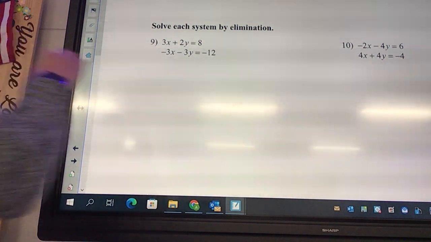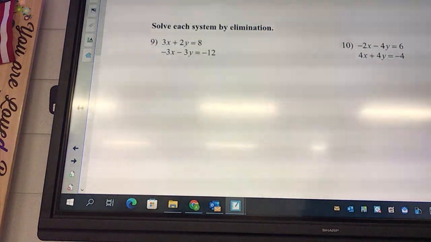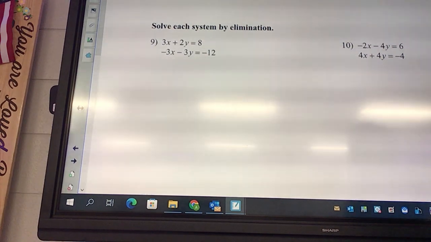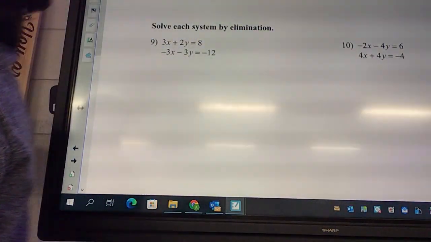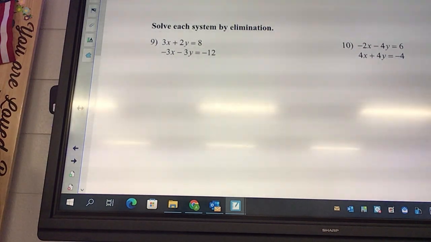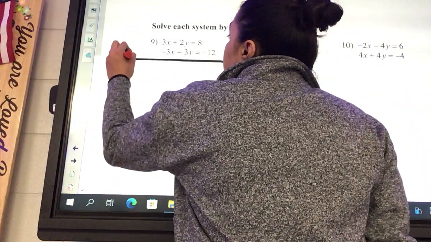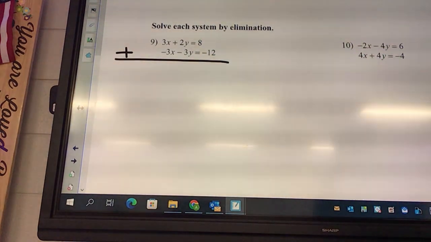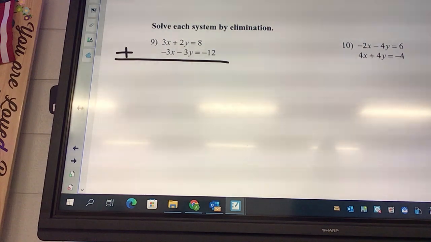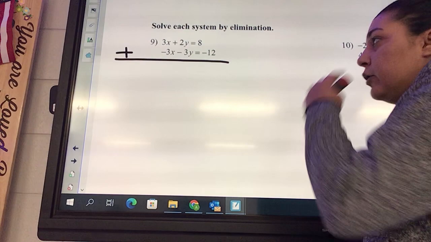Okay, so if we look at 9, do we have something with the same number? Yes. What? Okay, the x's, okay? Now, do they have same signs or different signs? Different signs, which means we need to add the 2 equations together. Okay? So we're going to add these together. What is 3 plus negative 3? 3 plus negative 3. 0. Okay, so the x's cancel, and that's good. 2 plus negative 3.